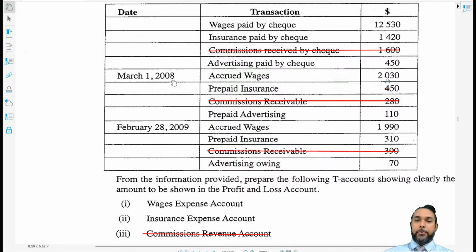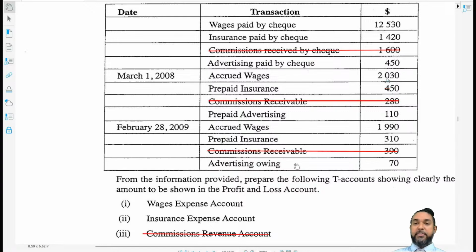All right? So they have accrued wages, prepaid insurance, prepaid advertising. These items here are the opening balances at March 1st, 08, and then at February 28th, 2009, these are the closing balances. So accrued wages, prepaid insurance, and advertising owing. Now look at this. The wages was accrued at start and at end. The insurance was prepaid at start and at end. But the advertising started off prepaid and ended up accrued at end. Okay, we're going to do one at a time.